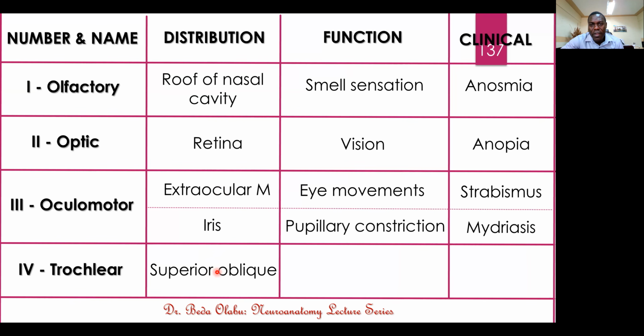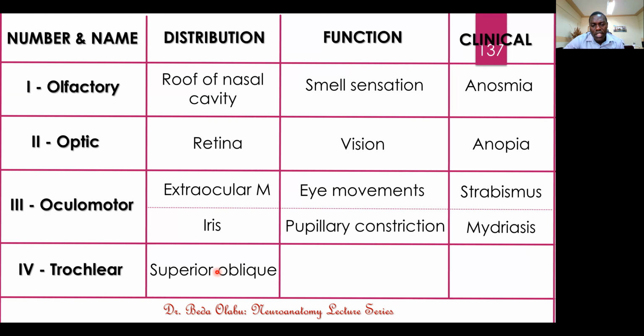It depresses the eye. Apart from depressing the eye, the superior oblique also abducts the eye, which means it makes the eye face outward. If you can look at my right eye, for the right eye, that is abduction of the right eye. This is depression of the eyes, that is elevation of the eyes. So the superior oblique causes depression of the eye. It also makes the eye abduct.